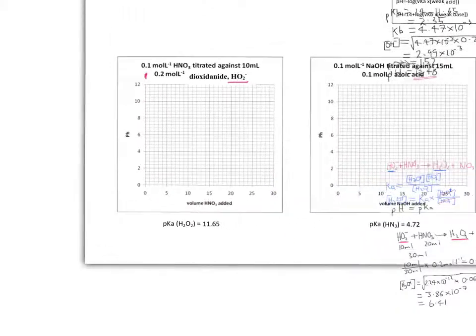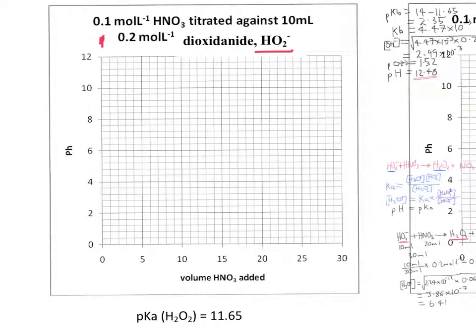I take my graph back, let's just make it a bit bigger. Let's put this in here, which was 6.41. So at 20, we have a point of 6.41, which is going to be about here, right? So we've got a point here. Remember, the point at halfway to equivalence point was 11.65. Okay, so now we just sketch this graph.